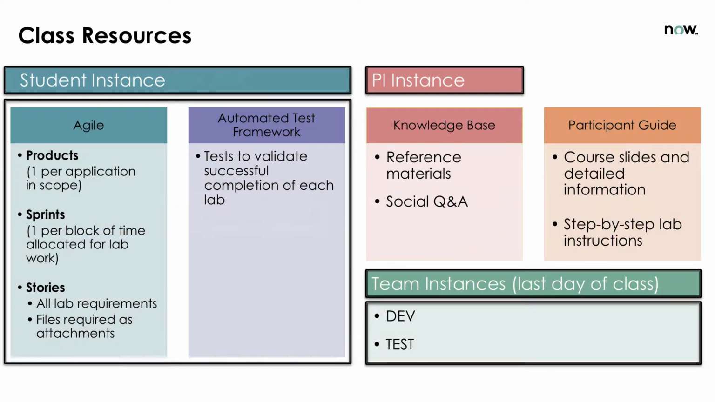Class resources are split into a couple different areas. Student instance includes all of the Agile backlog as well as ATF content. We also have the platform implementation instance where we have a persistent knowledge base. The knowledge base has reference materials, additional articles, and insights regarding capabilities covered in the class, as well as social Q&A. Social Q&A needs to be used during class. Have students vote up things that they like in there.